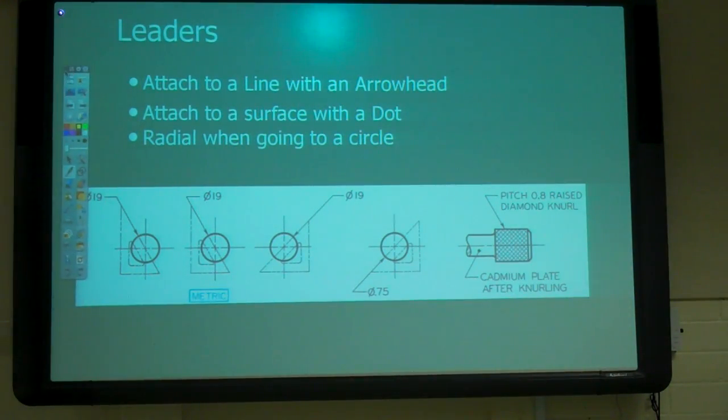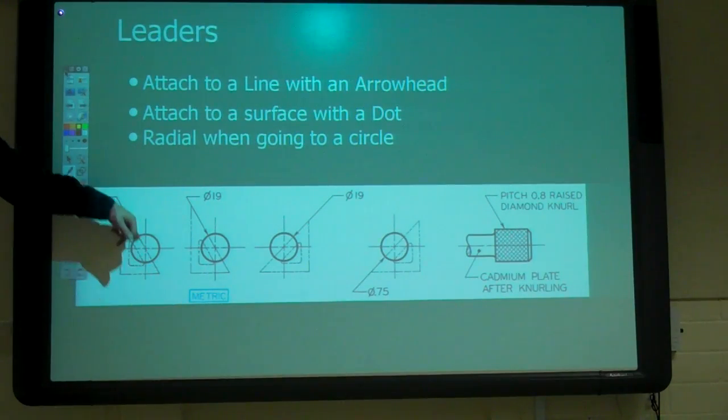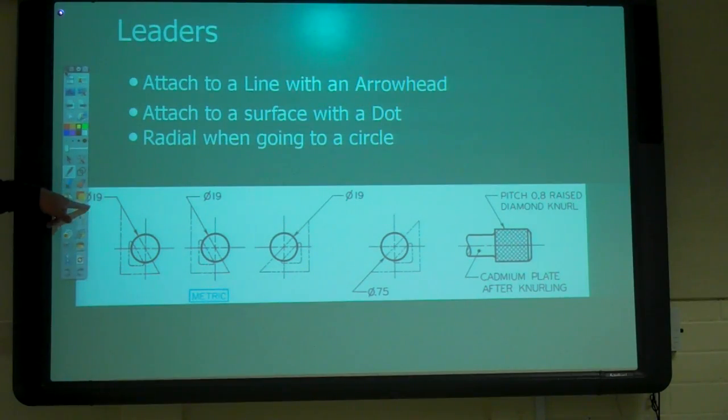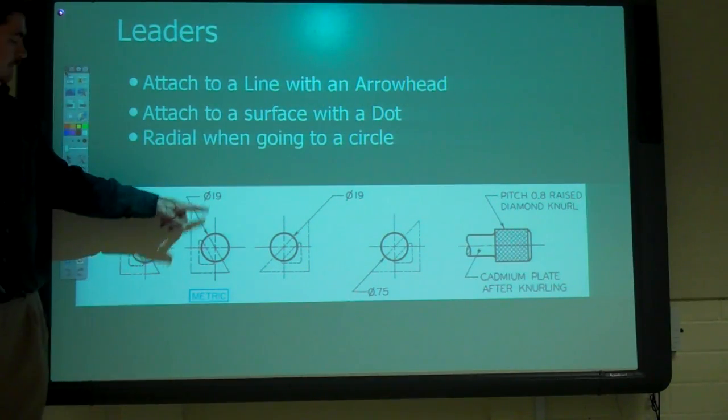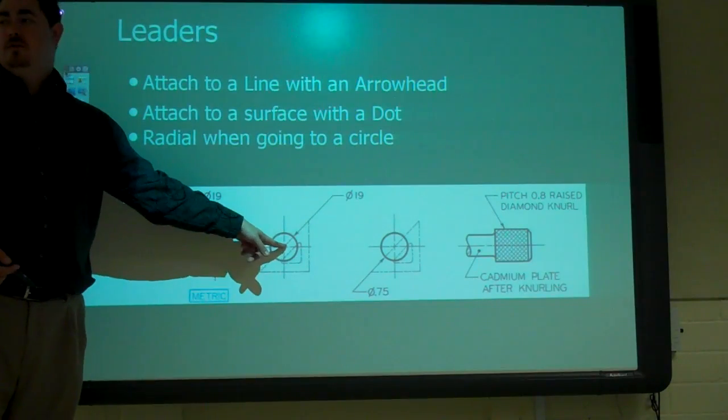If we have round parts, we dimension them with a leader. So we make our leader here, pointing at the center of the circle. We put an arrowhead on it where it touches the part. We come up and put a little flat spot, and then our text. Always pointing towards the center of the circle.